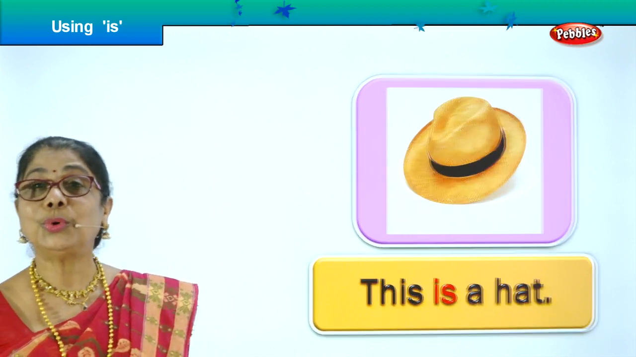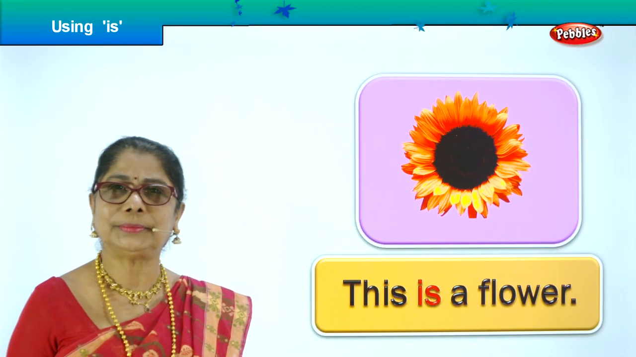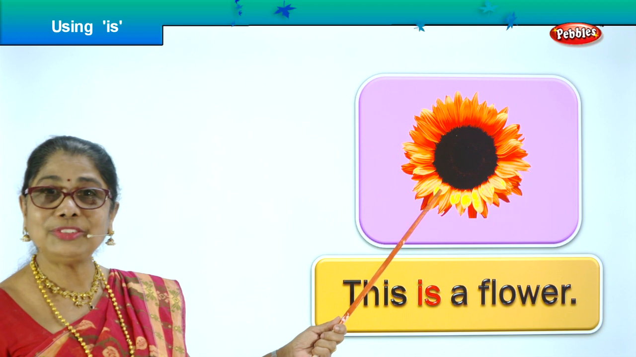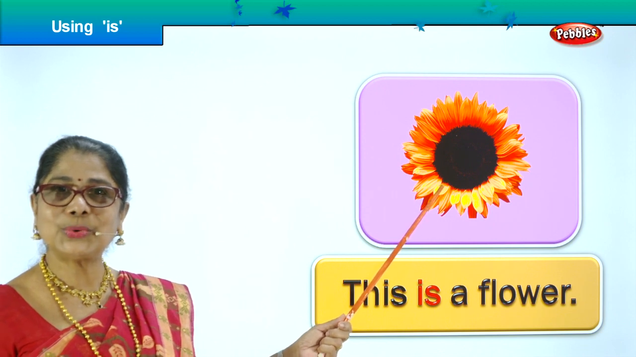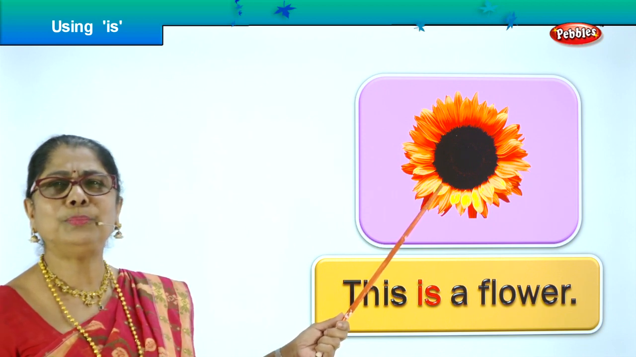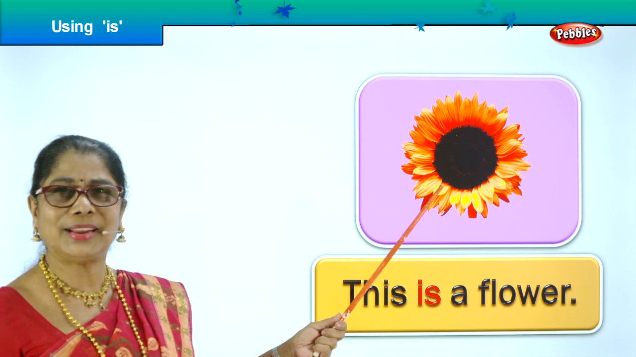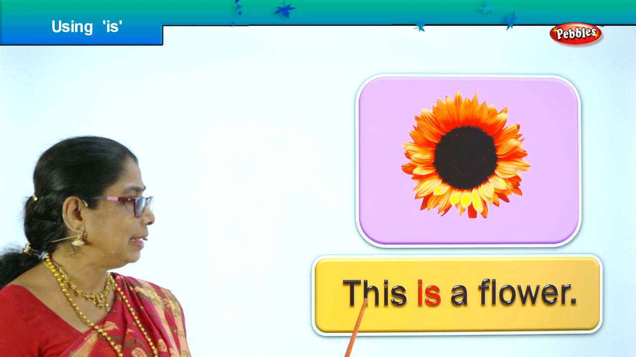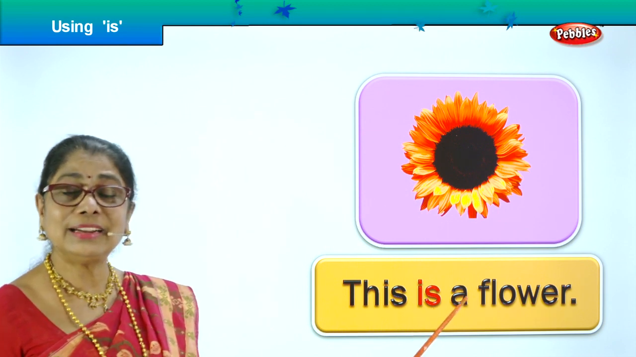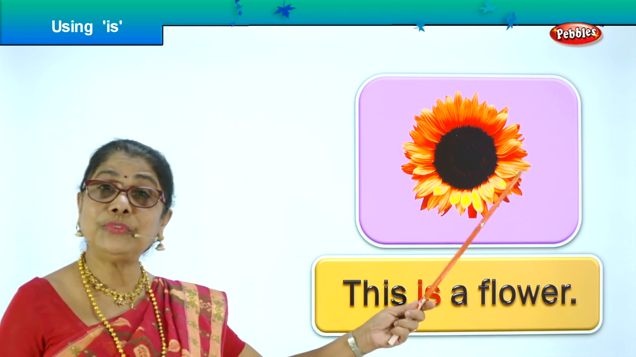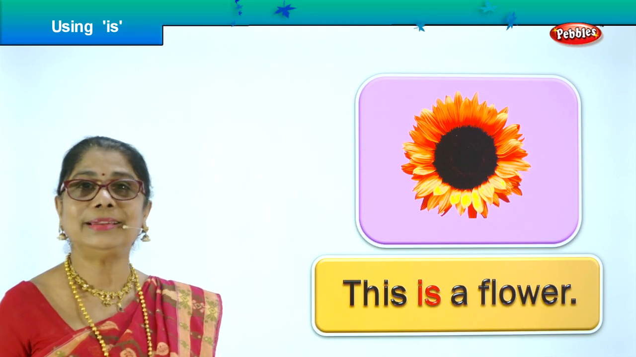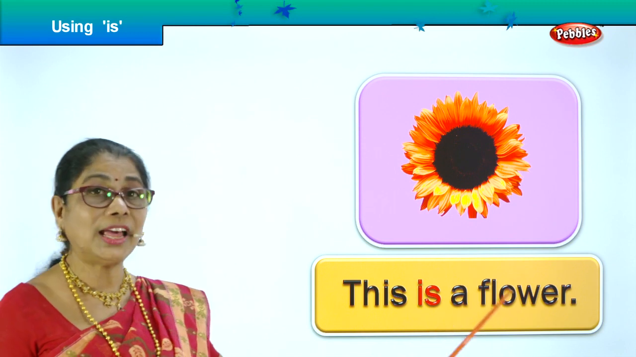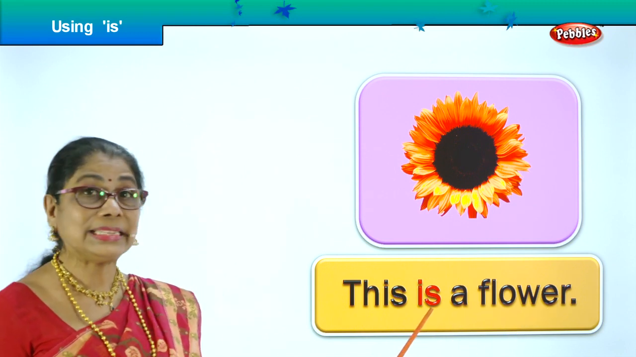Let's go to a new picture. See what you have here. Have you seen this in your garden? The school garden. Lovely, beautiful, golden sunflower. This big flower. Okay, what is this? This is a flower. Where do you find flowers? In the garden. What is this? This is a flower. Use of is in a sentence.